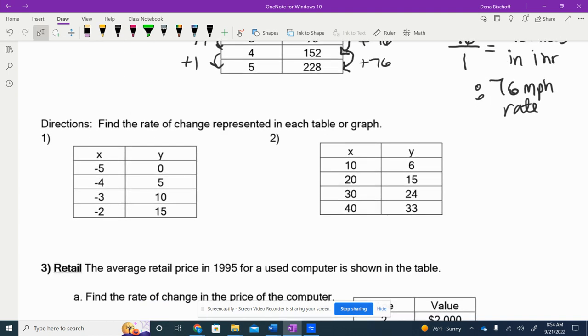Okay. Find the rate of change represented in the table or the graph. So we're going to do the same thing. We're going to find the change in y, and we're going to compare it to the change in x. To go from 0 to 5, I add 5. 5 to 10, I add 5. 10 to 15, I add 5. -5 to -4, that's a +1. -4 to -3, +1. -3 to -2, that's also a +1. So my rate of change is 5/1.